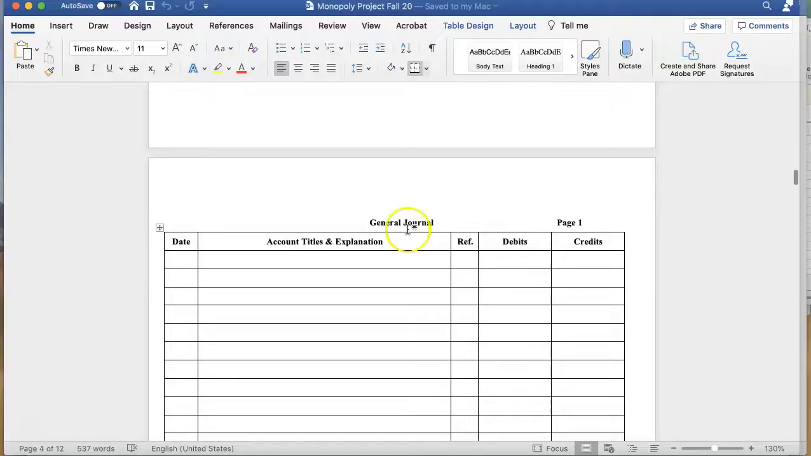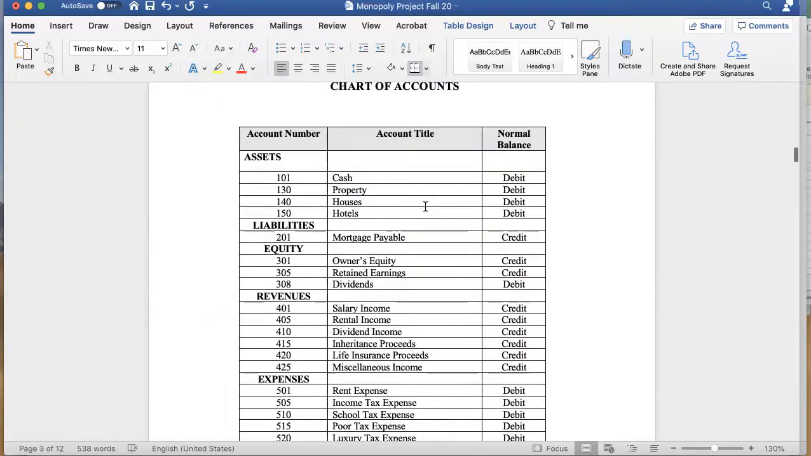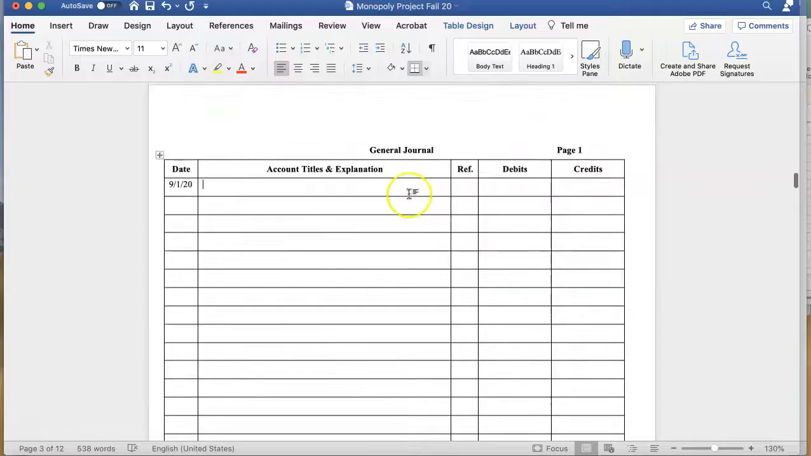I'm going to go to the general journal page 1. I'm going to enter the date of 9/1 of 20. Then I'm going to determine again what 2 accounts I'm going to use. Well, we said that I need to use cash, so I'm going to add to cash, and it has a normal debit balance. So that means I'm going to debit cash when I add to it. So the first account I'm going to use is cash. I'm going to debit the cash for $1,500.